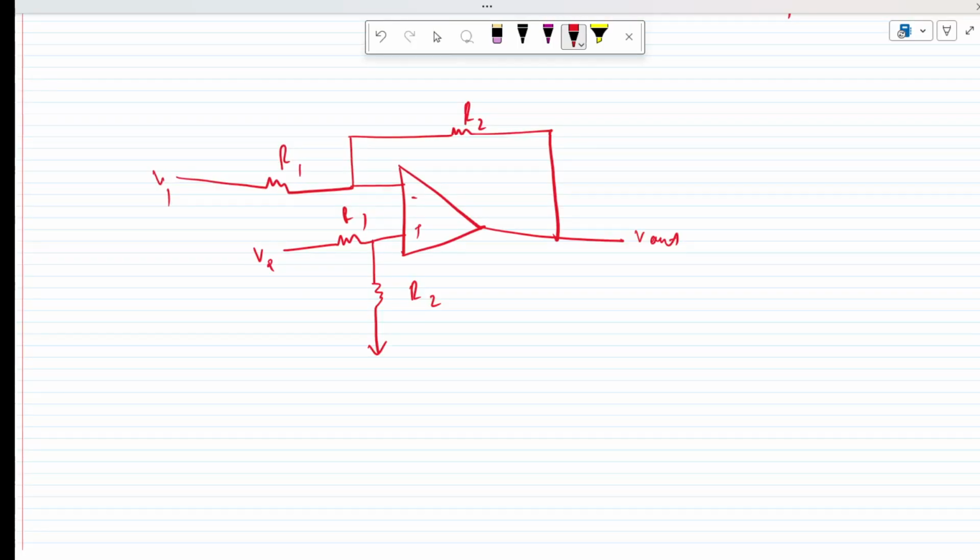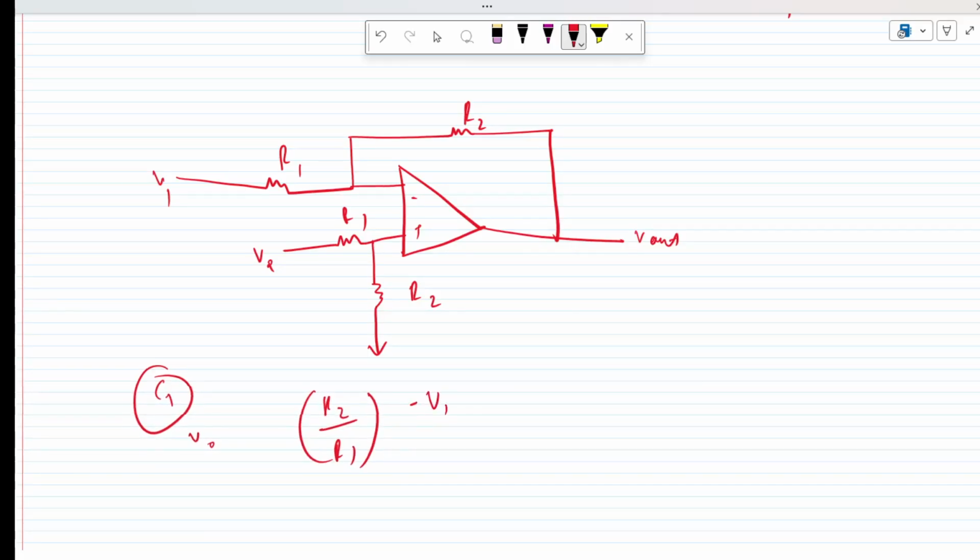So now case 1 is going to be the same. If I consider V2 as grounded, then what is the component going to be? V out due to this portion. So it is going to be the same: negative R2 over R1 times V1. This is the first case.